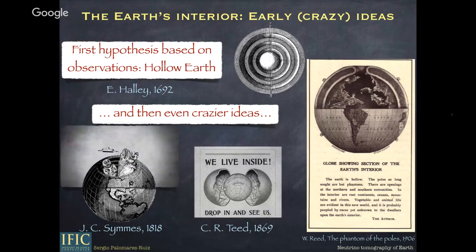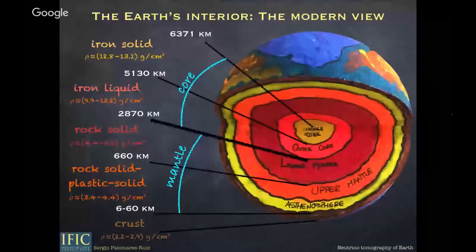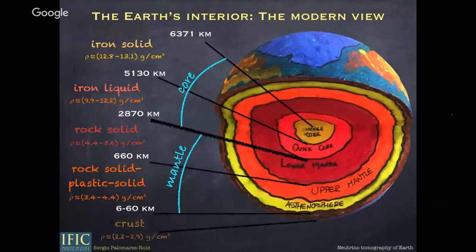So what is the modern view of the Earth's interior? Basically, the Earth is made of several layers. There are two big structures. One is the core of the Earth, and the other is the mantle. The core is basically made of iron and nickel, and the mantle is made of rock.